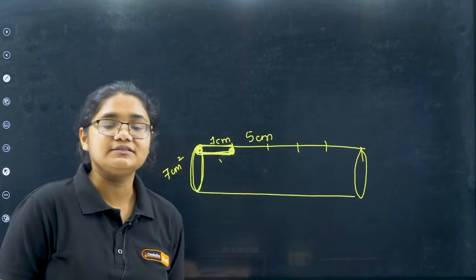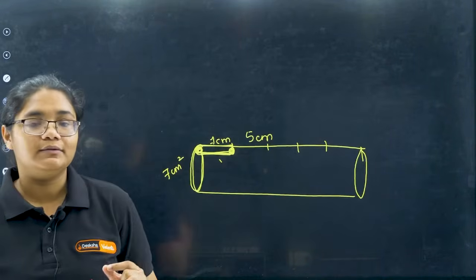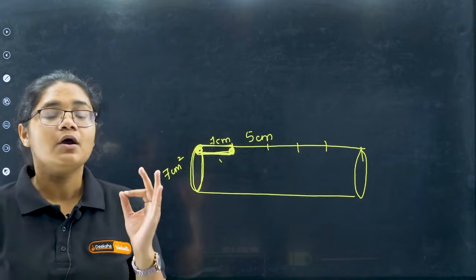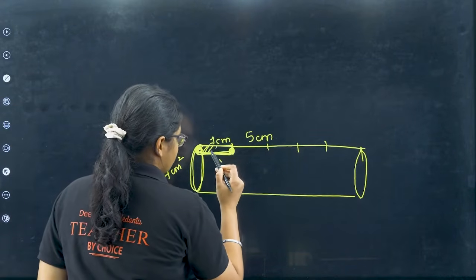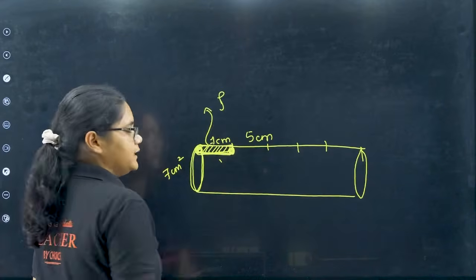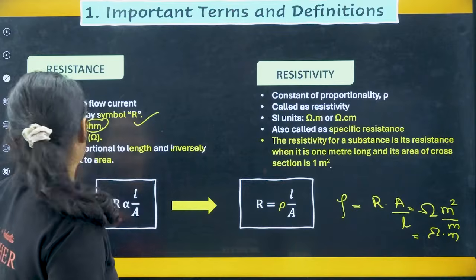Okay, the resistivity is equal to the resistance when the length is 1 centimeter and the area is 1 centimeter square. So whatever resistance is offered by this portion will be equal to your resistivity. Okay, I hope this is clear. Fine. Now let us understand the next term.